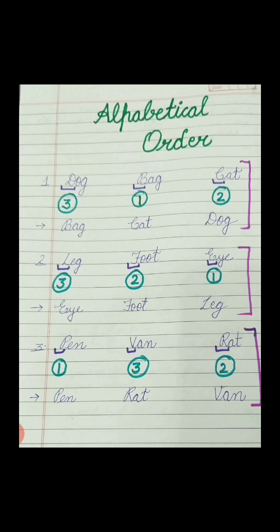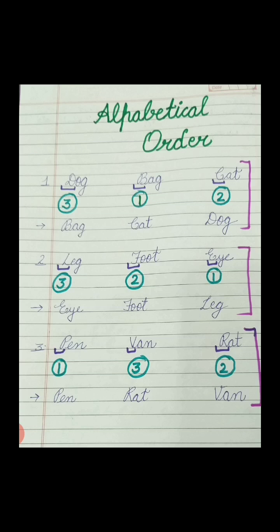Let's start with the first example. What are the words we have just read? Start reading after me. Dog, bag, cat. Very good. Now see the uppercase letter of all the words. That means the first letter. The first letter of dog is D. The first letter of bag is B. And the first letter of cat is C.